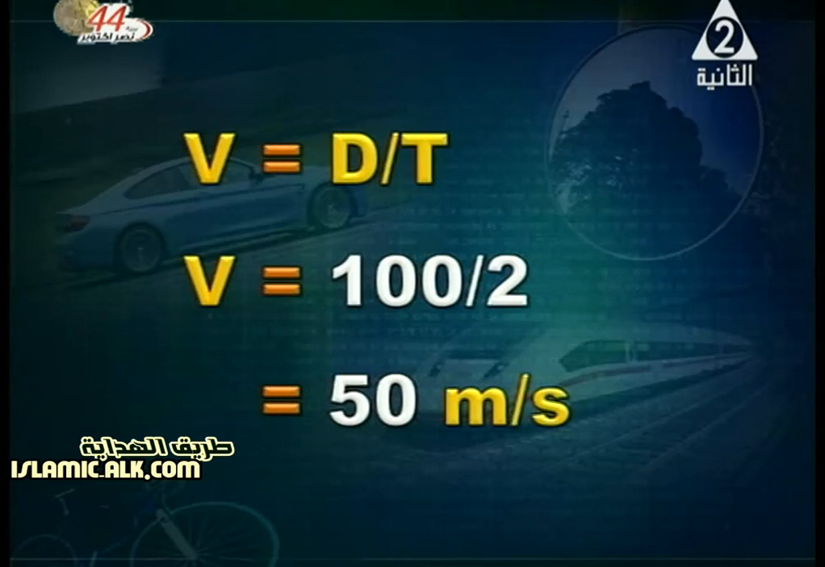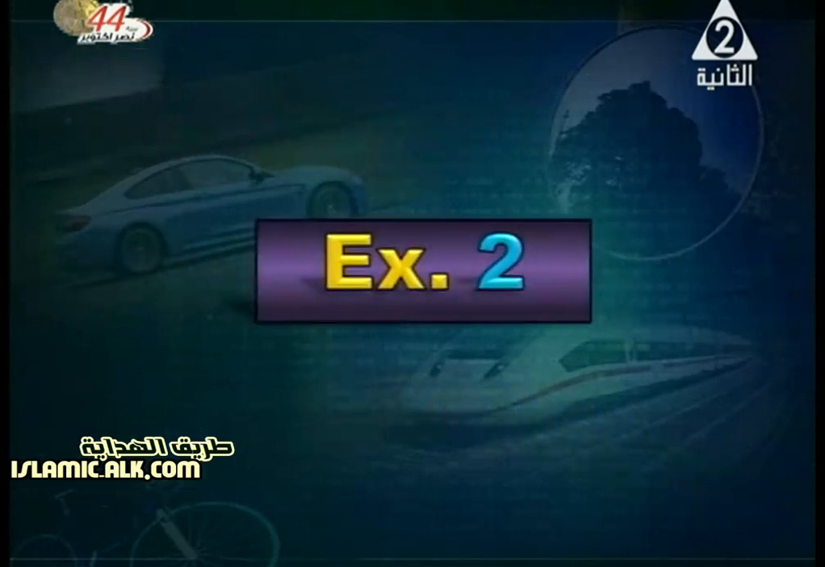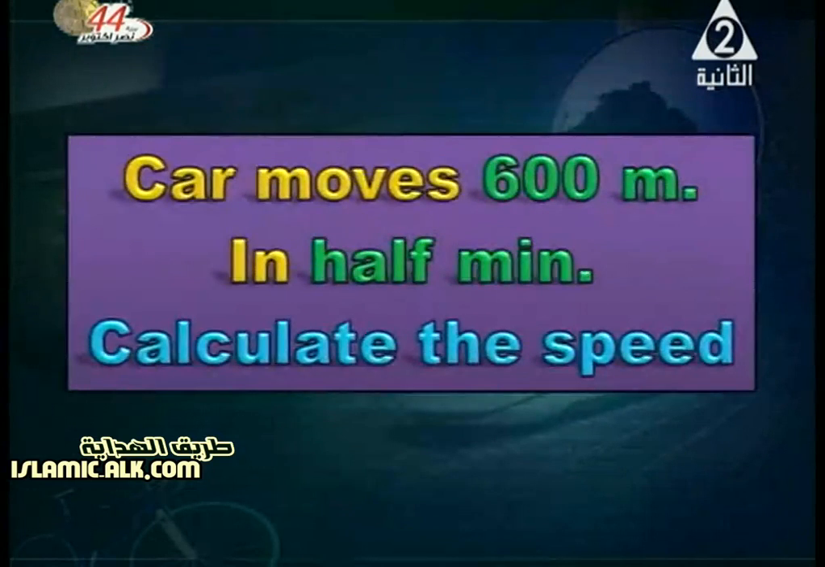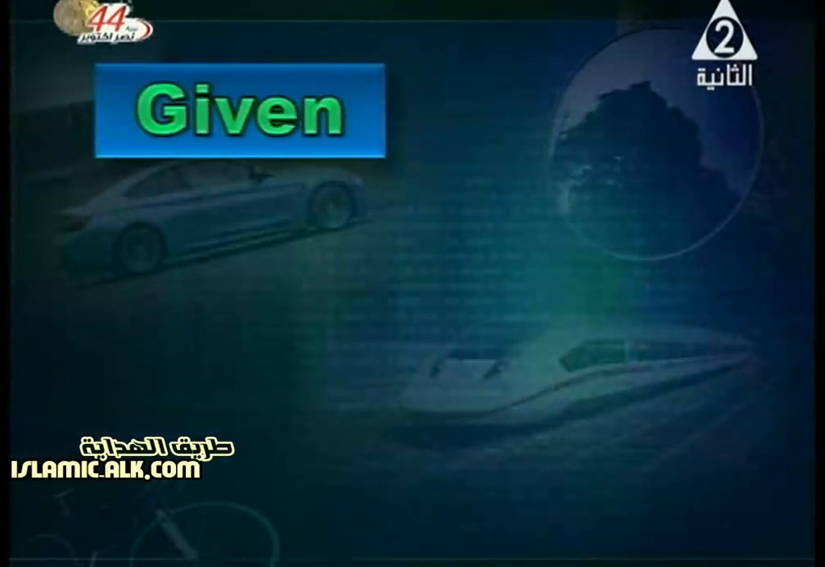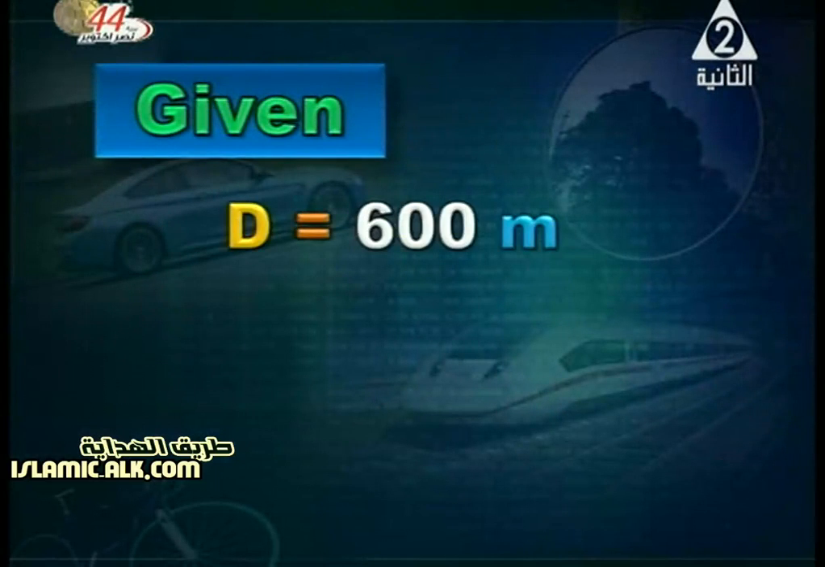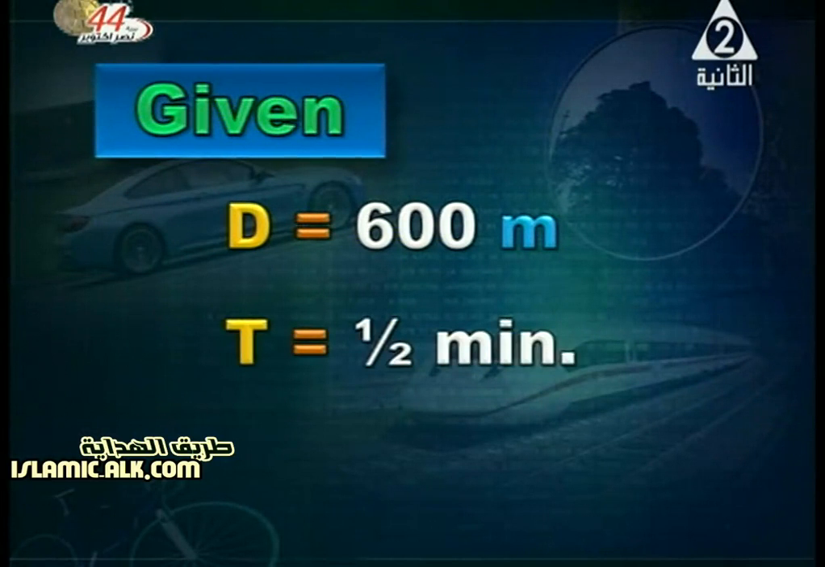My dear, what about another example to help you get a full mark? Look at this. A car moves 600 meters in half a minute. You have a new word, half minute. Calculate the speed. It's easy. Now, number 1, get your given. Good. The first, D equals what? 600 meters. T equals half a minute.